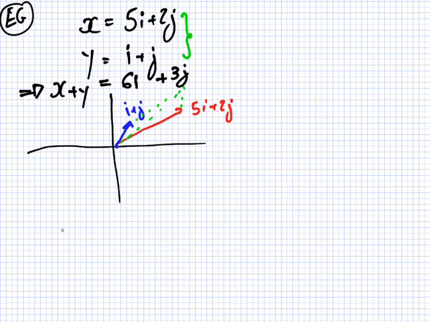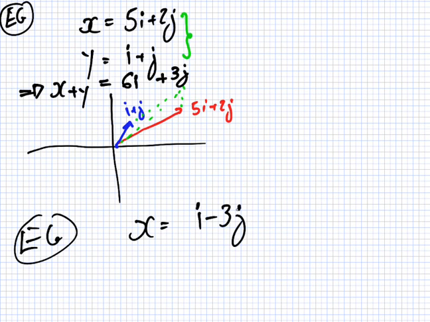Now, it gets better again. If I say x equals i minus 3j, I can tell you what 2x is, the vector that's twice as big. It will be 2i minus 6j. So that's great. It makes everything a lot easier to do now.